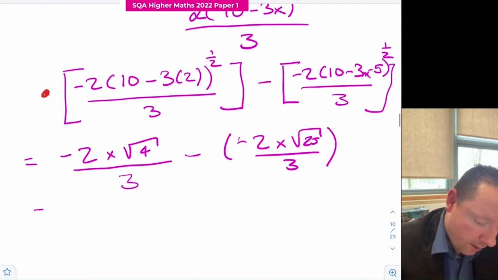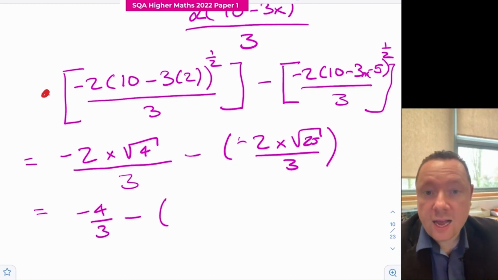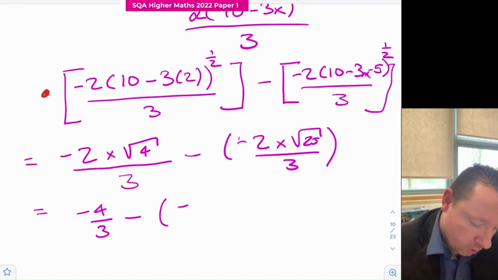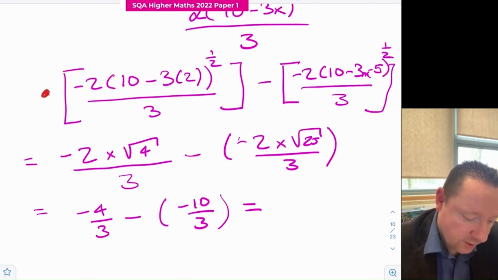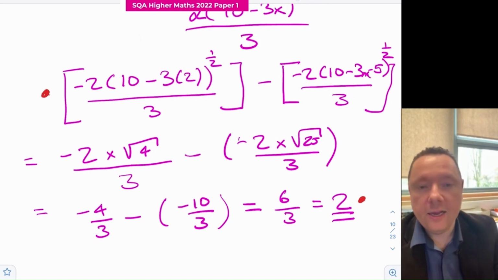Working out that, we get minus 2 times 2, which is minus 4 thirds, minus 2 times 5, which is minus 10 thirds, minus 4 plus 10 is 6, so that's 6 thirds, which is equal to 2 in the end. So if you can get down to getting 2, there's your final mark there for working that out.